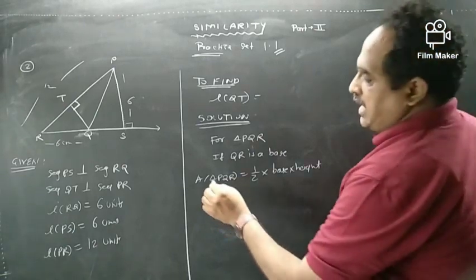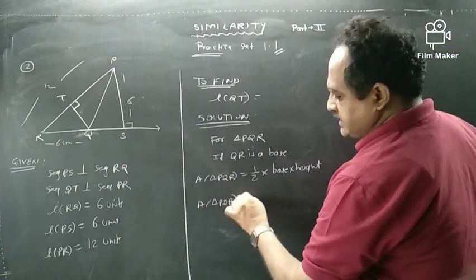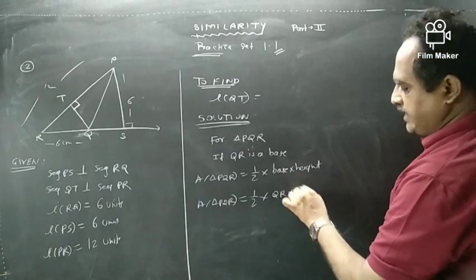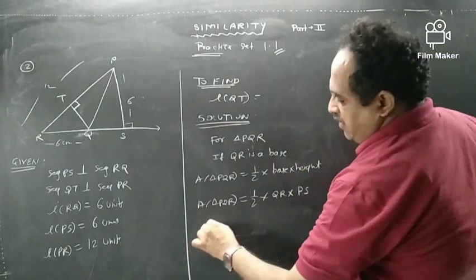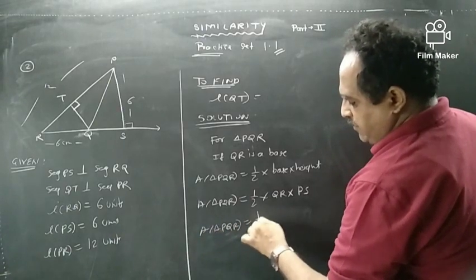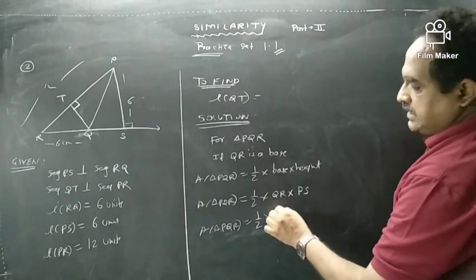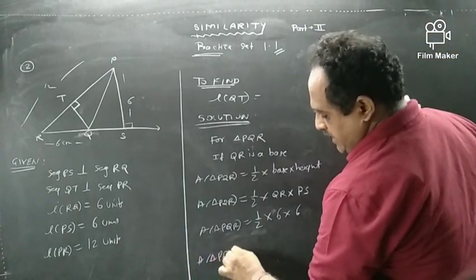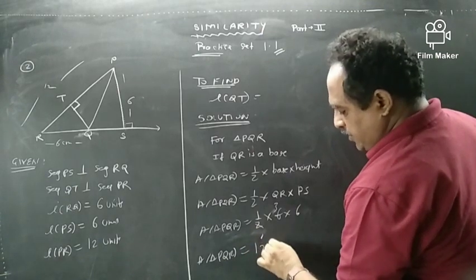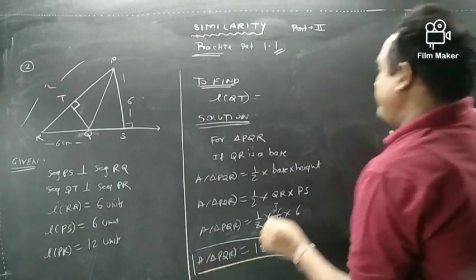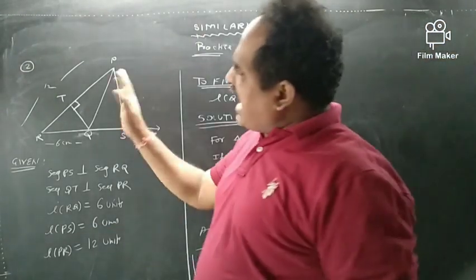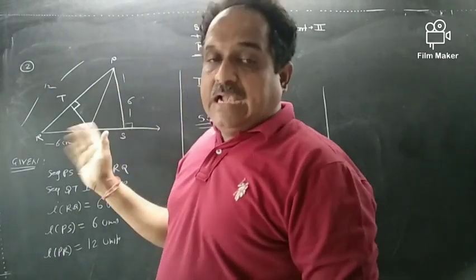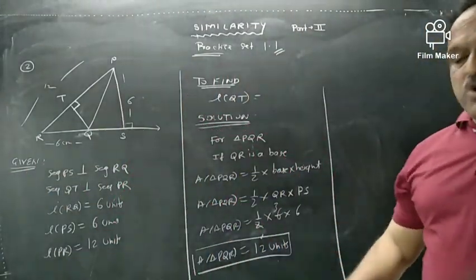So area of triangle PQR is equal to half into base, which is QR, and height is actually PS. So area of triangle PQR will become half into 6 into 6, which is 18 units. Have you understood this? We are taking the same triangle PQR, but for that the base is QR and the height is PS. If we take another base, the area does not change, the triangle is the same.